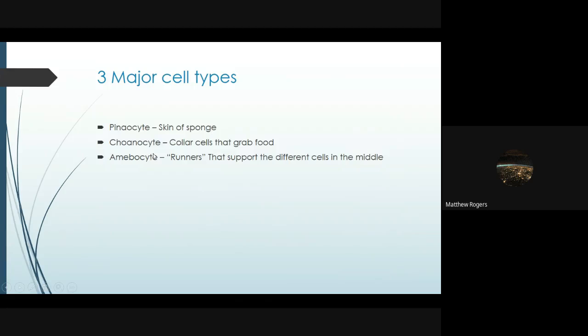The amoebocytes look like amoebas. If you've never seen an amoeba, it basically looks like a crawling piece of jello. You can Google one real quick. These amoebas work in between the pinocytes and they run food to everybody. So choanocytes pick up the food, it distributes to the amoebocyte, and he makes sure that everybody gets the same amount of food. So it's like a little society.